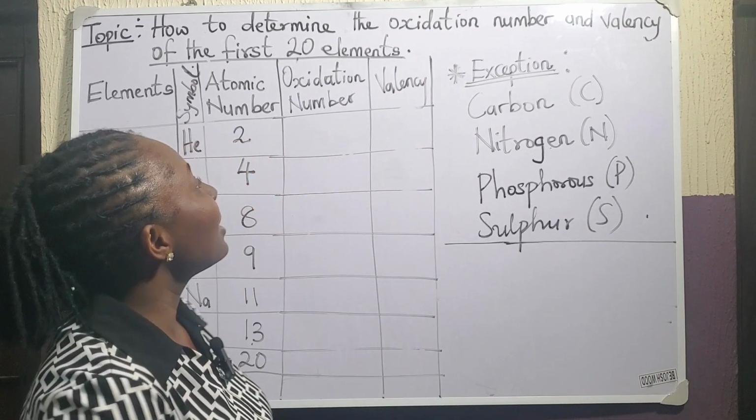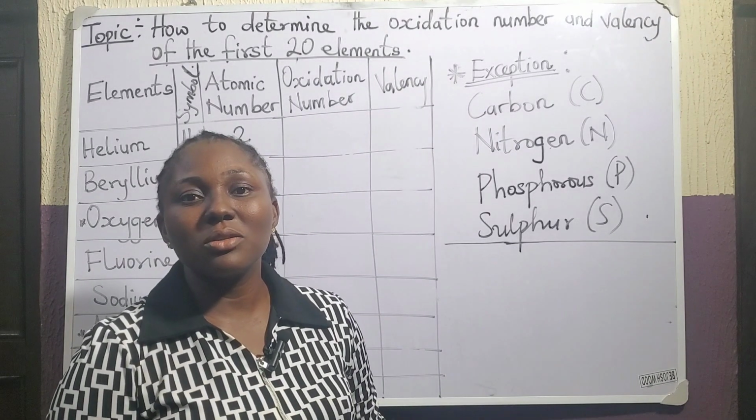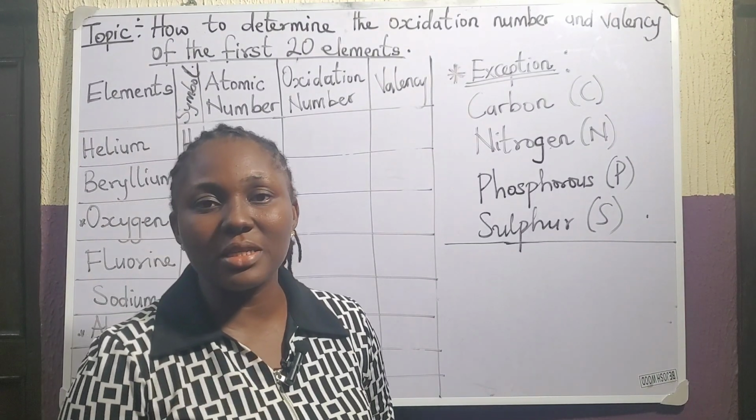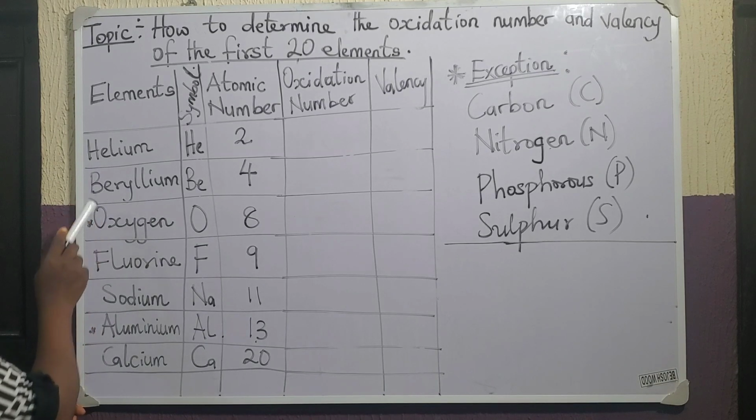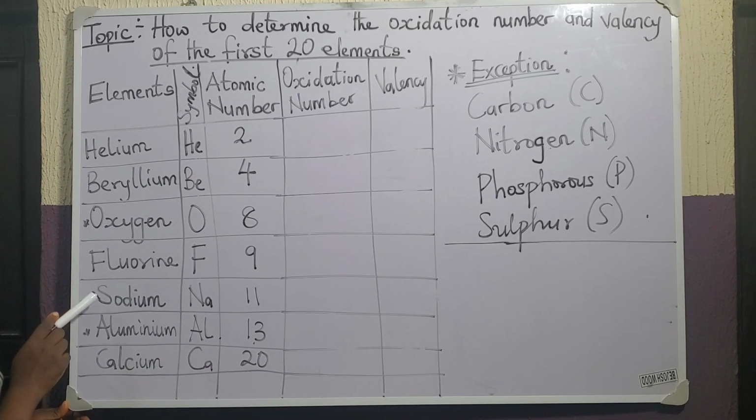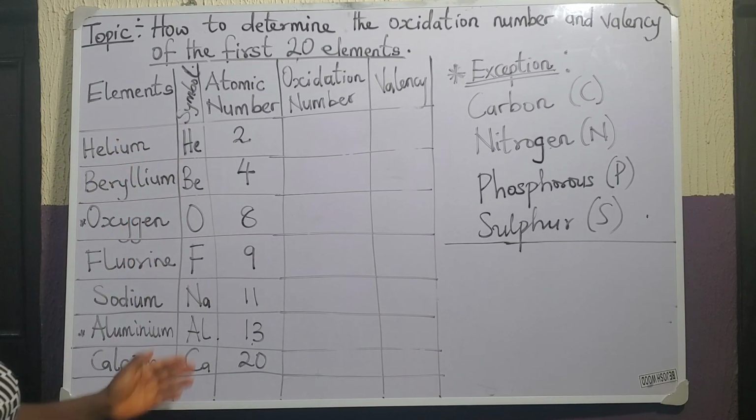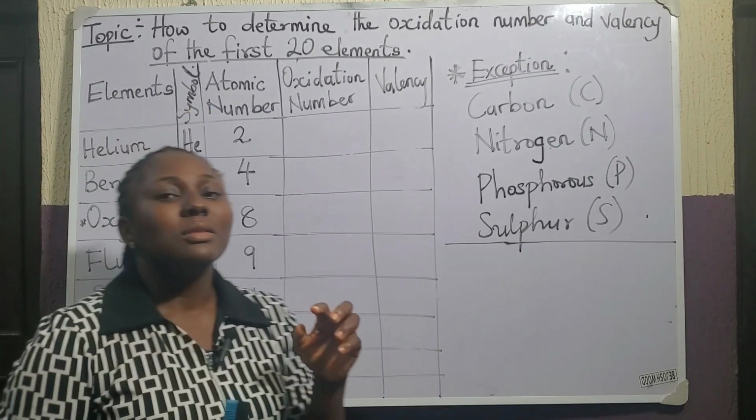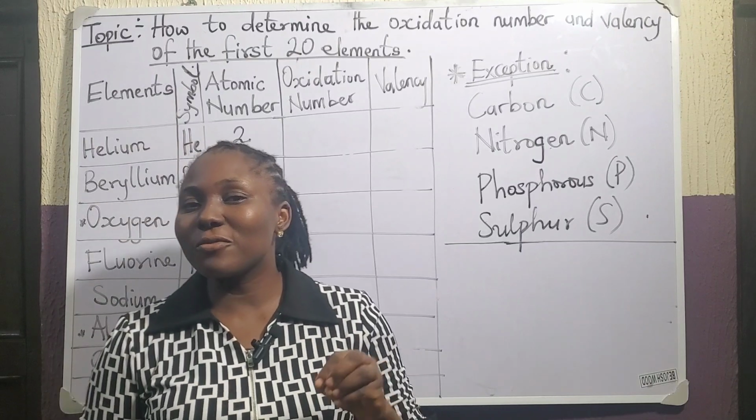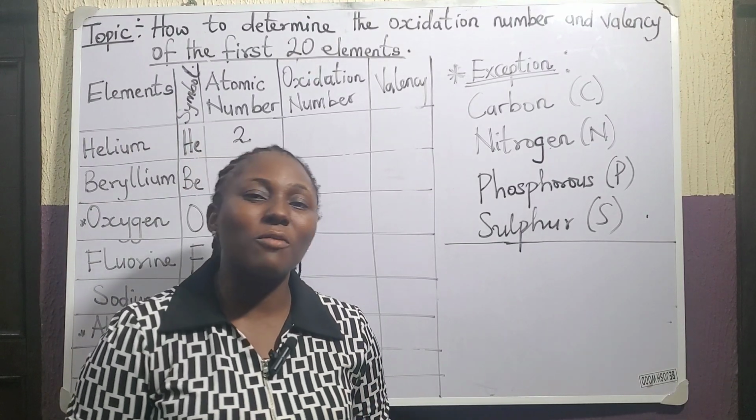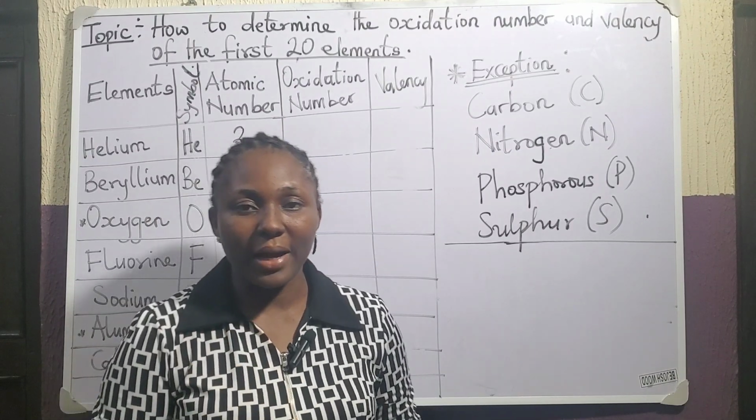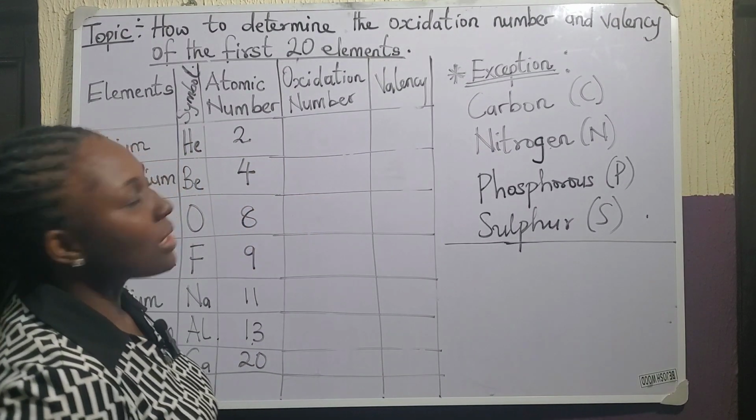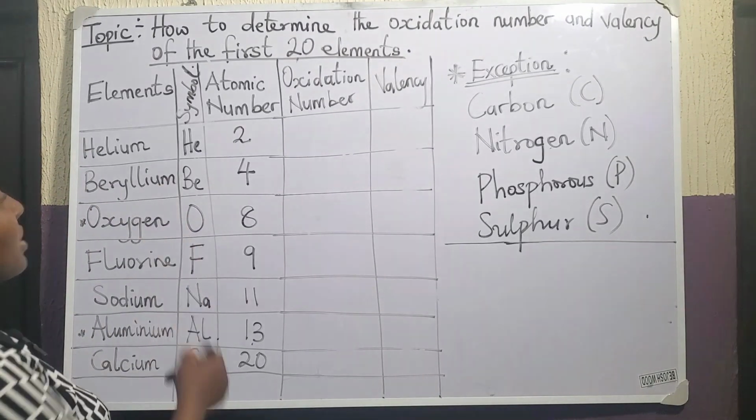Now, how do you determine the valency of elements? Let's see some examples from the first 20 elements. Here, I have examples like helium, beryllium, oxygen, fluorine, sodium, aluminium, and calcium. Now, with their symbols and their atomic number. Now, you cannot find the valency of a particular element without knowing its atomic number. Hence, let's calculate the valency of these elements here.